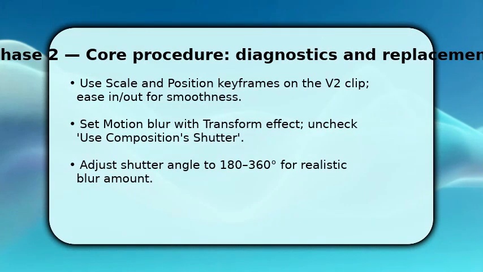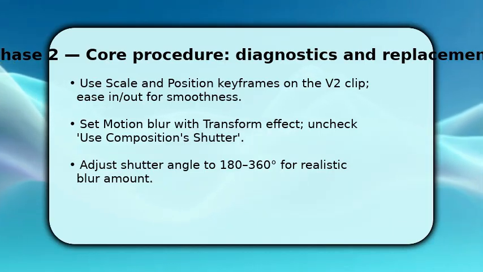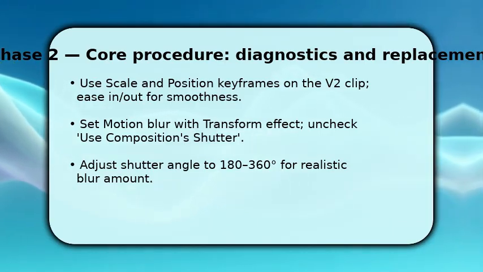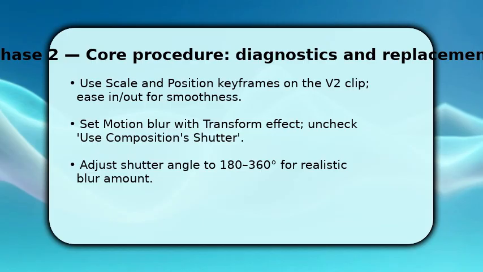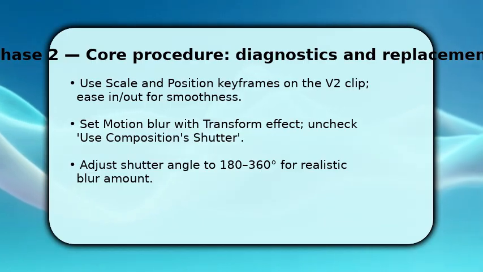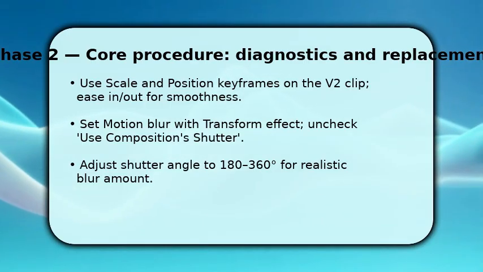You'll apply the transform effect to the top clip and animate scale and position with keyframes to create the zoom. Start with an easy ease on the first and last keyframes so motion accelerates and decelerates naturally. Then, in the transform effect, disable use composition's shutter and set a shutter angle.